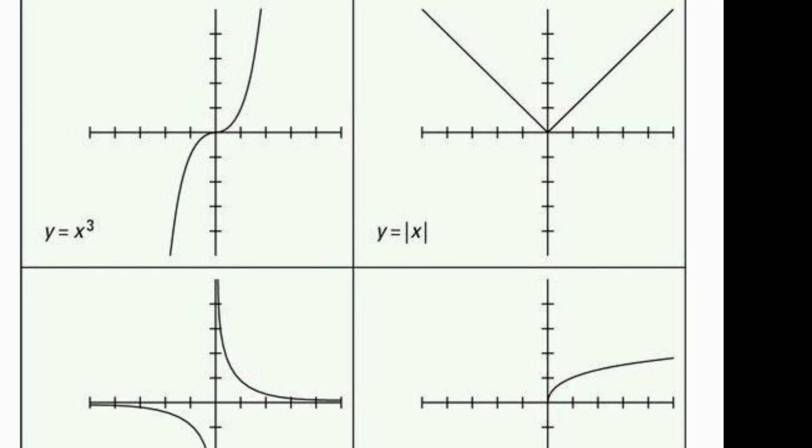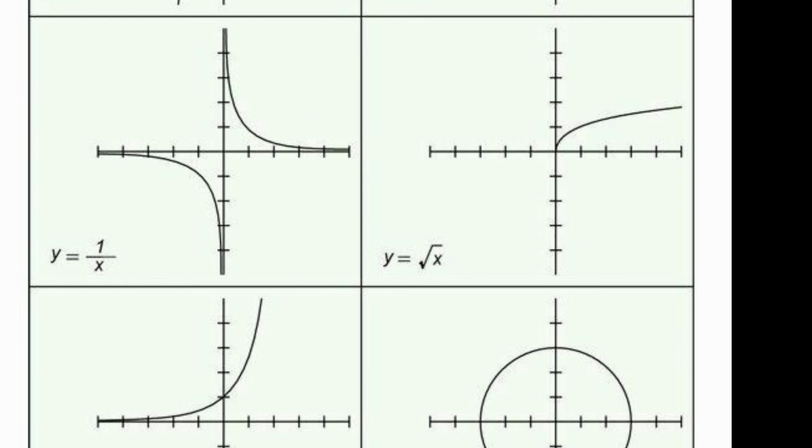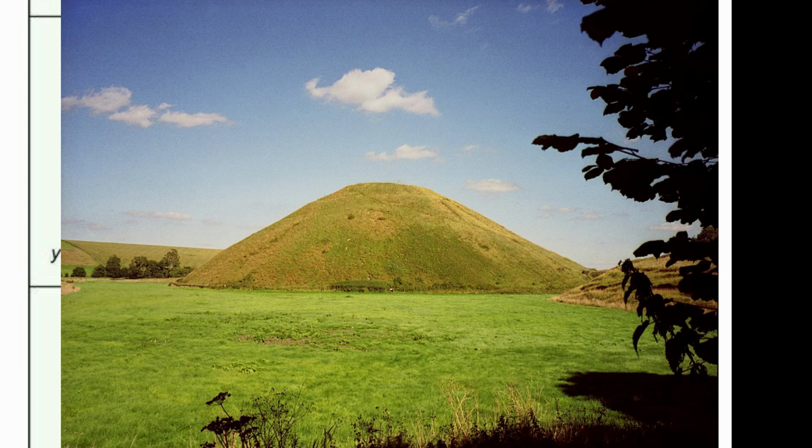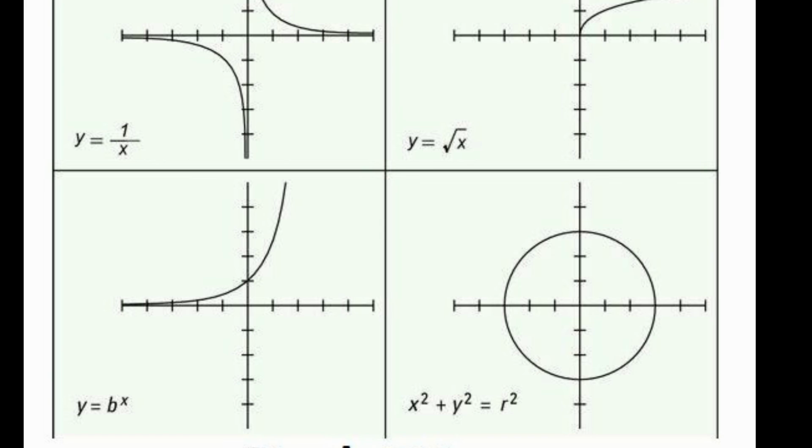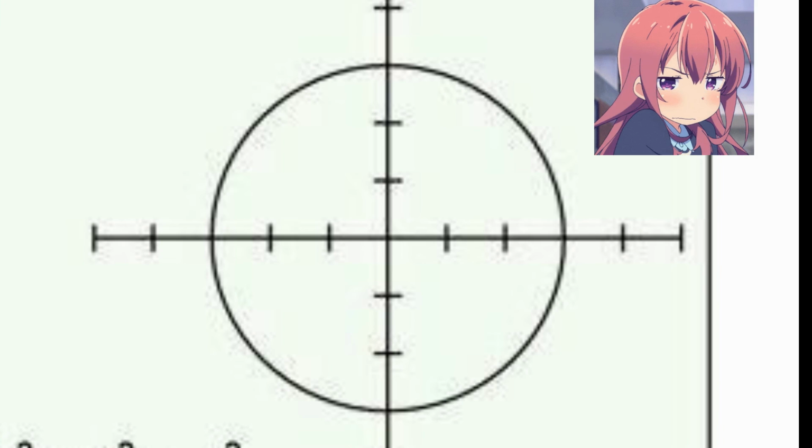The y equals 1 over x graph is, well, I don't know how to describe this either, but it does have 2 asymptotes, which is pretty cool. The y equals the square root of x is, well, it's kind of like a hill, except without a fall. It just goes up. The y equals b to the x graph has 1 asymptote. There you go. And the circle graph, nobody really cares about.